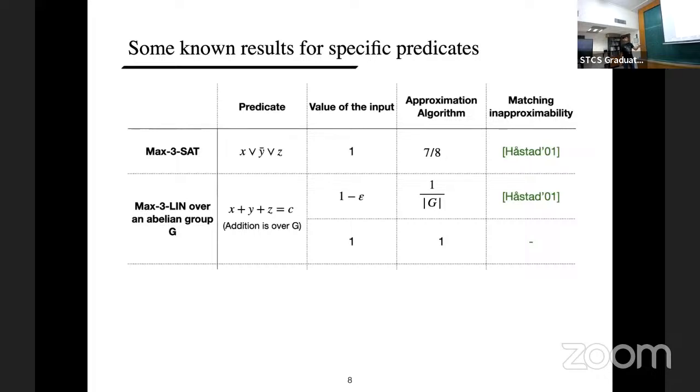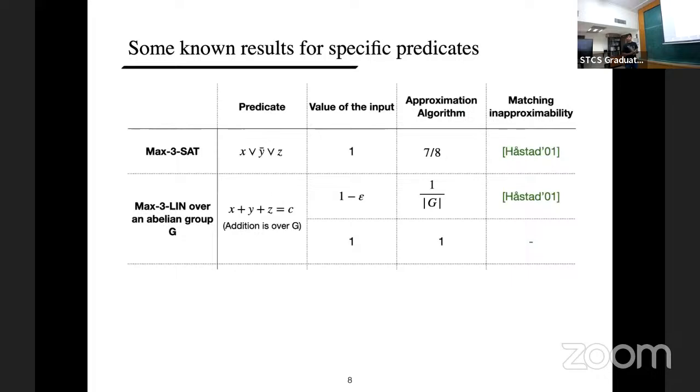So random assignment satisfies 1 over g fraction of the constraints, and Håstad showed that this is the best you can do in this case. Okay. So the important distinction which we'll be interested in is what happens when the instance is satisfiable versus what happens if the instance is almost satisfiable. The kind of guarantee that you can achieve in polynomial time changes drastically depending on whether the instance you are given is satisfiable or almost satisfiable.